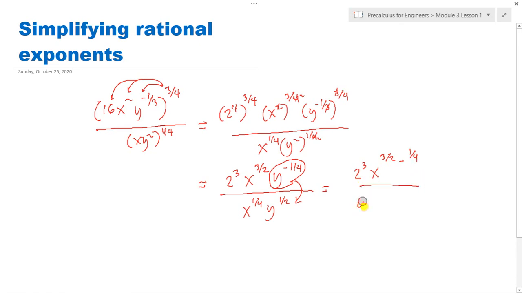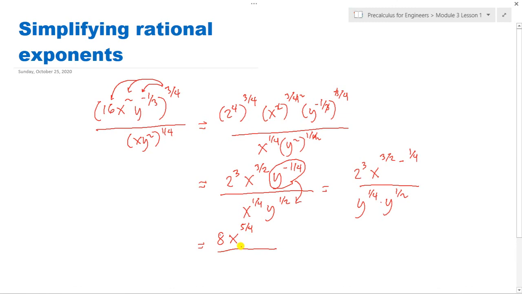All over our y, they are now beside each other, y raised to 1/4 times y raised to 1/2. And if you're going to subtract 3 halves minus 1/4, find the LCD, or just use your calculator, 3 halves minus 1/4, we have 5 over 4. So 2 cubed, class, is 8. Just 8. Then x raised to 5 over 4.